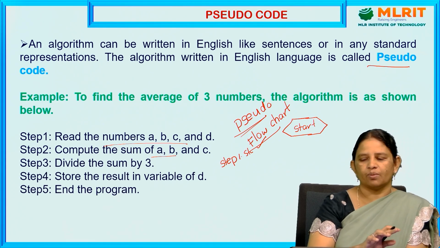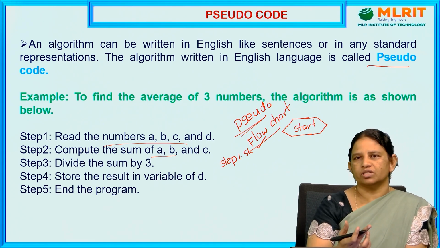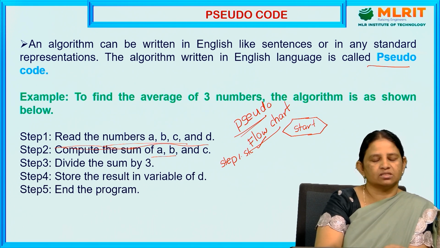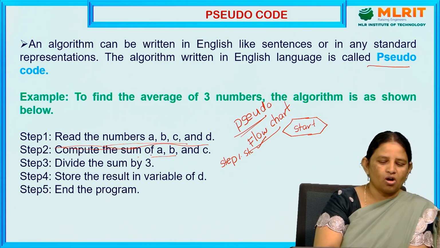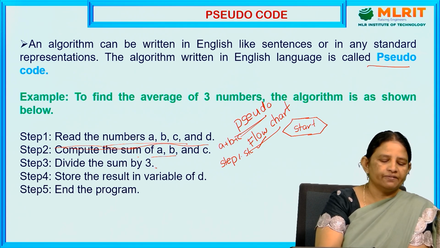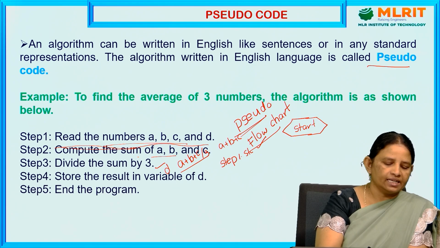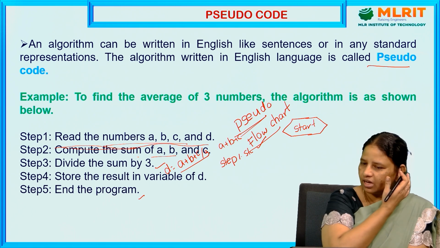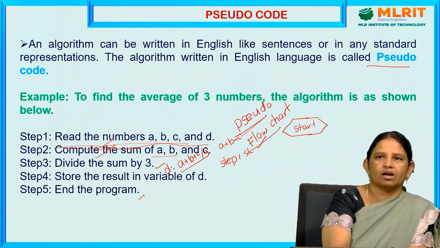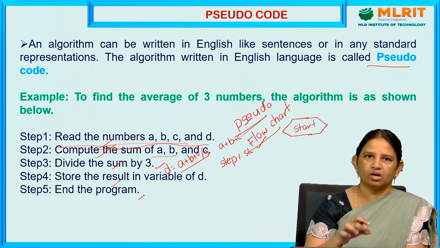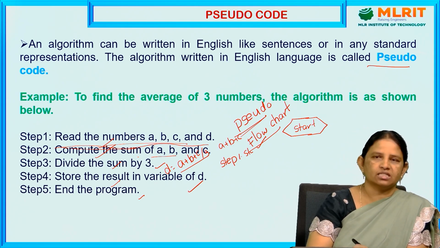Next, one example for pseudocode: how we can write a set of instructions using pseudocode. Step 1, read the numbers A, B, C, D. Reading the numbers is an English statement. Compute the sum of A, B, C, so A plus B plus C. Then divide the sum by 3, A plus B plus C divided by 3. Then store the result in D, D equal to A plus B plus C by 3. Then stop. Here we are using English statements or some standard representation: read, compute, divide, store the result. These English language statements used for representing the algorithm are called pseudocode.